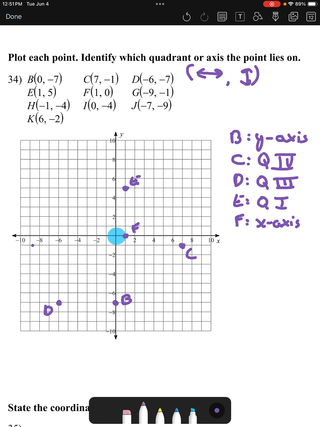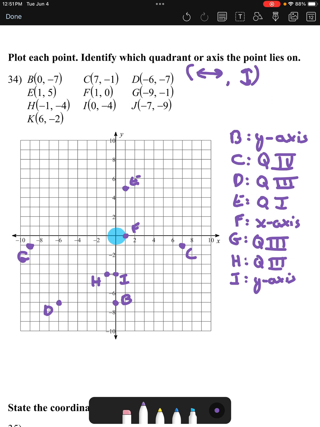G at -9, -1 is left 9 and down 1. It is in that bottom left quadrant where everything is negative, so that's quadrant 3. H is -1, -4. That's left 1, down 4. Also in quadrant 3. I at 0, -4. The first 0 says do not move left or right, but the -4 says drop 4. So I is sitting down here right beside H, but I is on a number line, so it's on the y-axis.